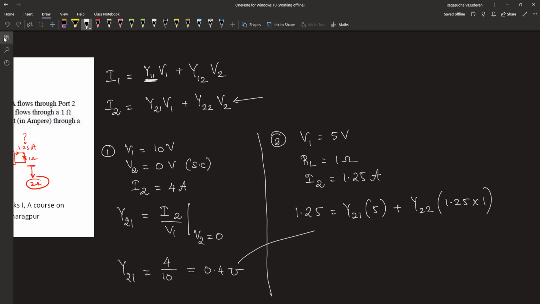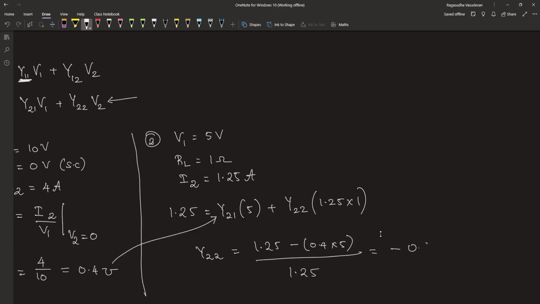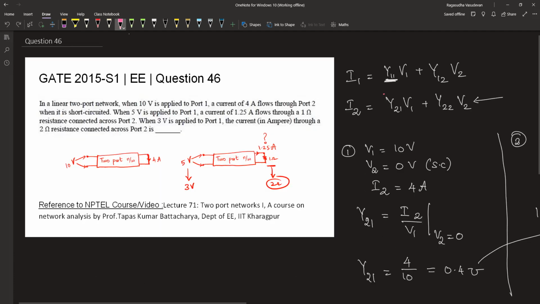Let's substitute the value of Y21 from here. So therefore Y22 will be 1.25 minus 0.4 into 5, divided by 1.25. Y22 is equal to minus 0.6. We have found out the value of Y21 and Y22. Let's make use of both of them to find out the value of I2.